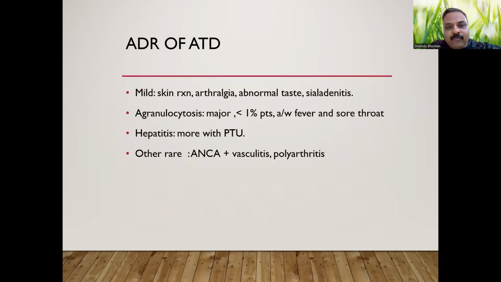What are the common side effects of ATD? These are mild side effects like skin rash, arthralgia, abnormal taste, and sialadenitis. Agranulocytosis is the major side effect, but it occurs in less than 1% of patients. It is associated with fever and sore throat. Hepatitis can be more associated with propylthiouracil. Other rare complications are ANCA-positive vasculitis or polyarthritis.